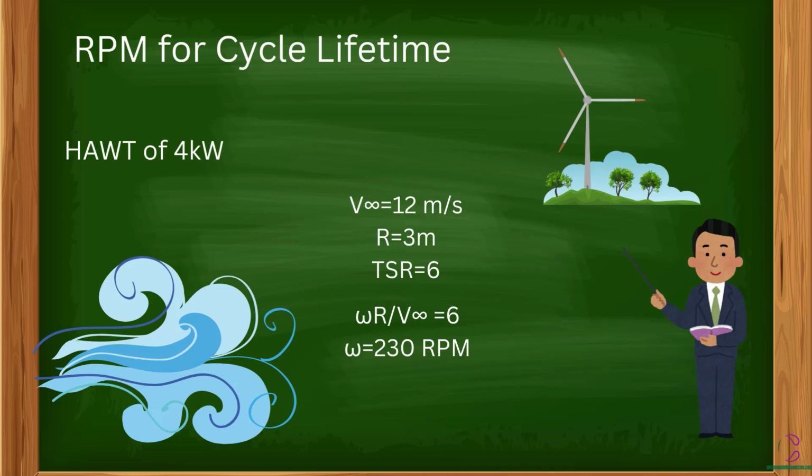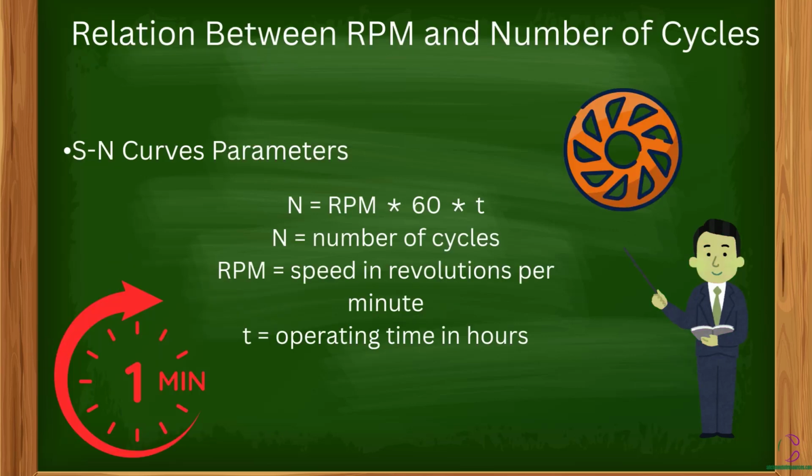So the relation between revolution per minute and number of cycles. So when you want to estimate the number of cycles based on this revolution per minute, you have N = RPM times 60, which is 60 minutes, times T, which is the total number of hours for the duration of consideration. So N is number of cycles, RPM is the speed in revolutions per minute, T is operating time in hours.